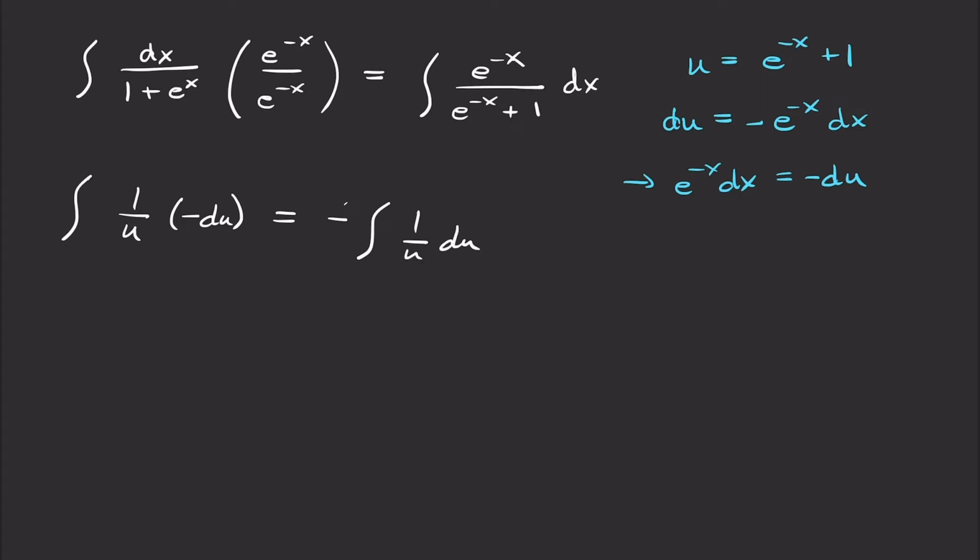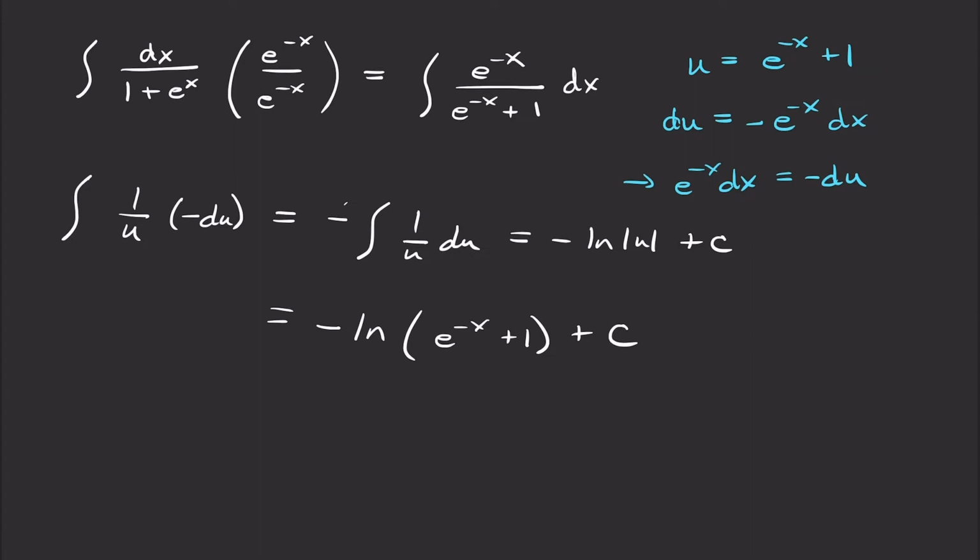And this integral is just the natural log. So this will become minus the natural log of u plus c. And then if we plug back in, this becomes minus the natural log of, we plug in for u, e to the minus x plus 1, plus c. But you probably don't want to leave it like this.